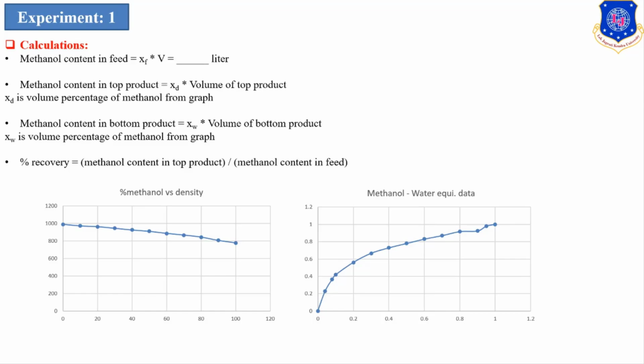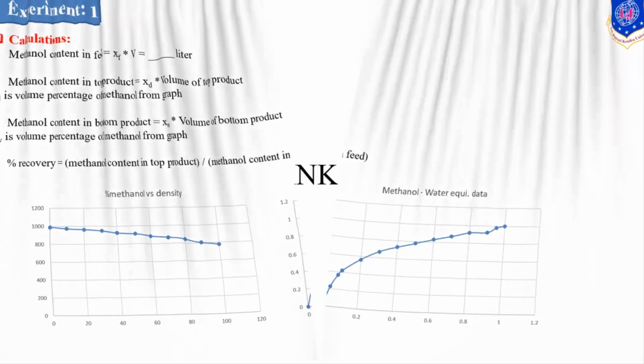Okay, so this was about the packed bed distillation column, and the aim was to separate the methanol from the water, and we found that within the distillate, 88.89% methanol was obtained. So this is how we can separate the methanol from the water by using a packed bed distillation column. Okay, this was it about the experiment.